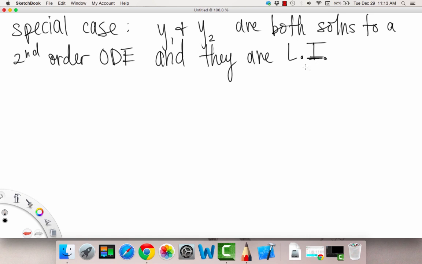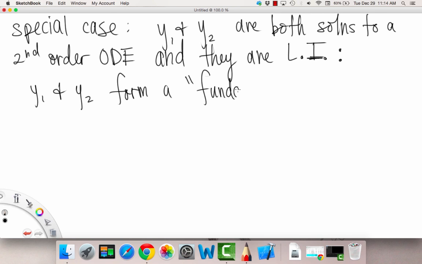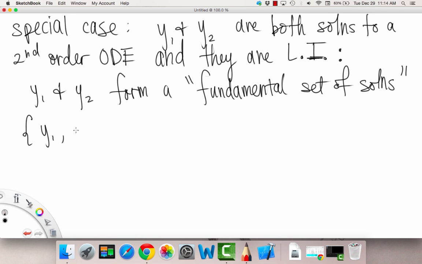So if both of these are true, then y sub 1 and y sub 2 form what's called, I'll put it in parentheses, a fundamental set of solutions. That sounds really important, right? So what does this mean? A fundamental set of solutions is usually written something like this in fancy curly brackets here.